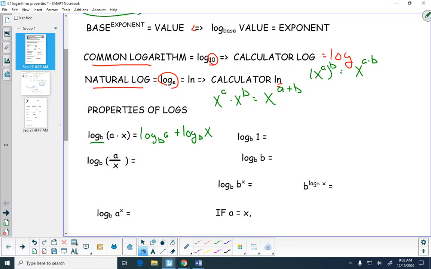Likewise, when we have x to the a divided by x to the b, when we're dividing these, Preston, what do we have to do with our exponents when we are dividing? Do you have to subtract them? You subtract them, that's correct. x to the a minus b power. Well, when we have inside here a divided by b, it's the exact same thing. We are going to look to subtract. We have a log base b of a minus a log base b of x. So when you have division, we can separate them into their own separate logarithms by subtracting.